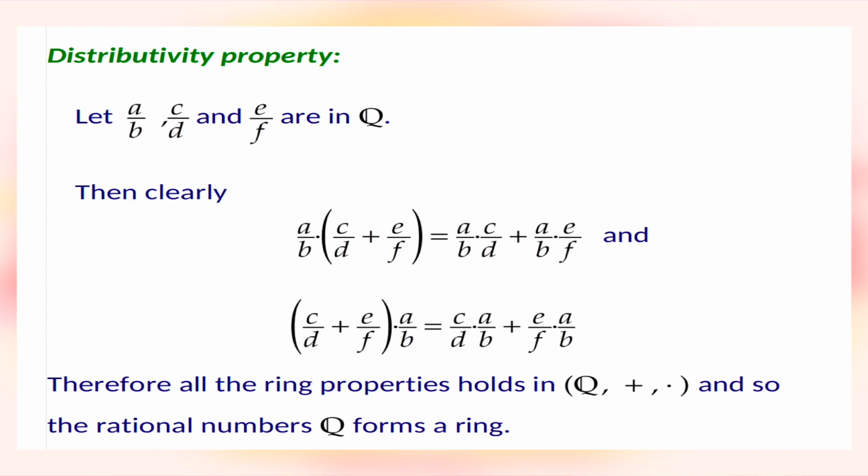Finally, distributivity property. Let a/b, c/d and e/f be in Q. Then clearly a/b dot (c/d plus e/f) is equal to a/b dot c/d plus a/b dot e/f, and (c/d plus e/f) dot a/b is equal to c/d dot a/b plus e/f dot a/b. Therefore, all the ring properties hold in the rational numbers under addition and multiplication, and so the rational numbers Q form a ring.